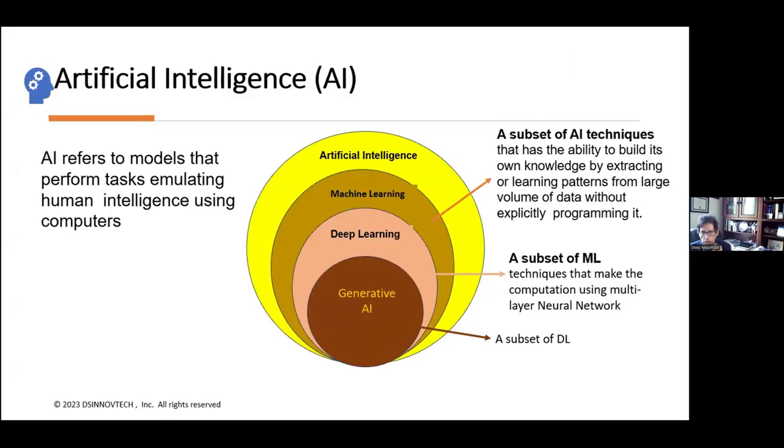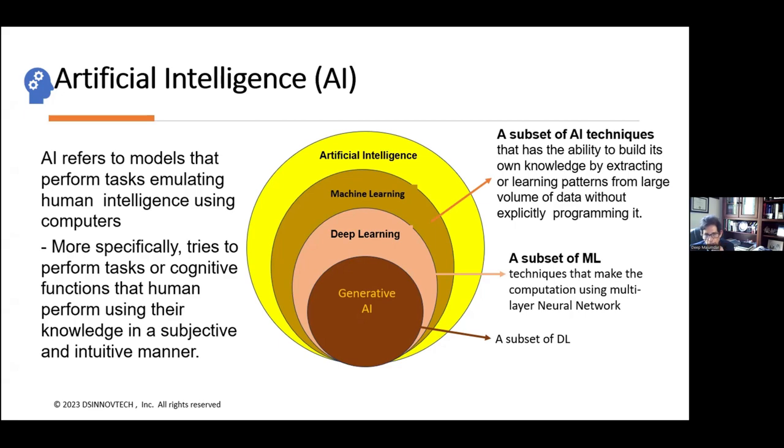So with that background, let me give you a glimpse of what I think about this very important topic that is affecting many areas. Artificial intelligence is a broader field, and it refers to a model that performs tasks emulating the way human intelligence does, more specifically the tasks and cognitive functions that humans perform in a subjective and intuitive manner. A subset of AI is machine learning, which tries to extract patterns and concepts, builds up knowledge, and refines it without explicit programming, using big data volumes to achieve its goal.